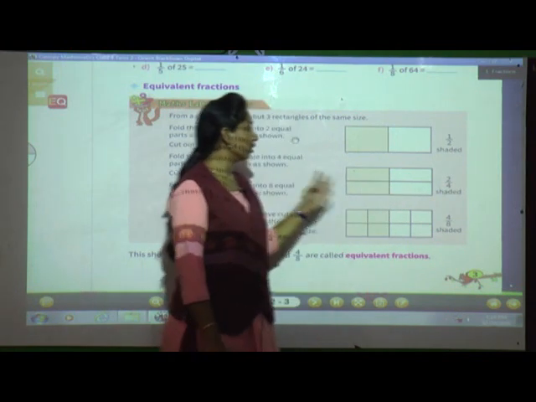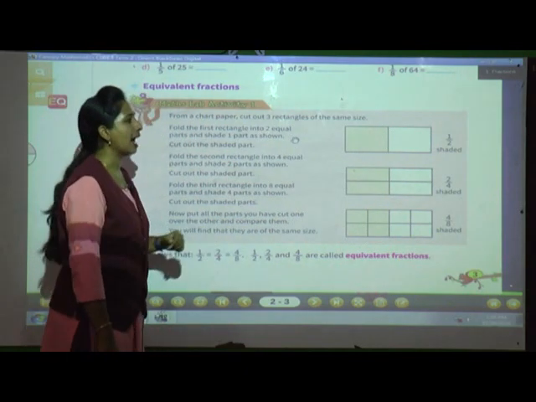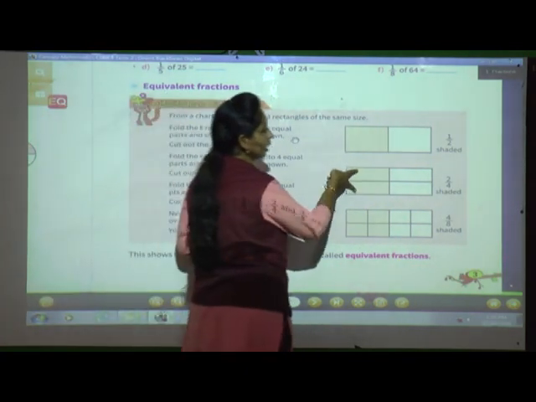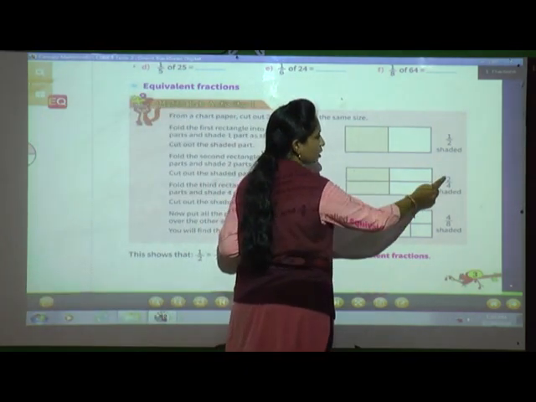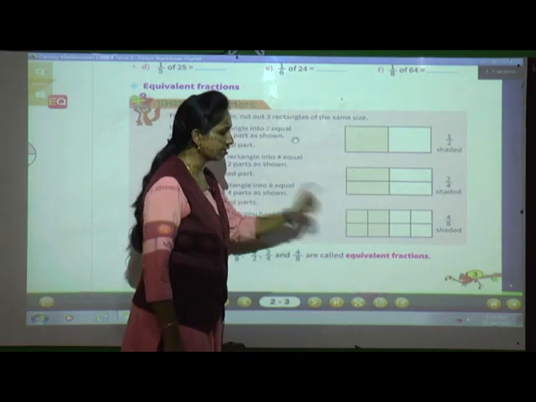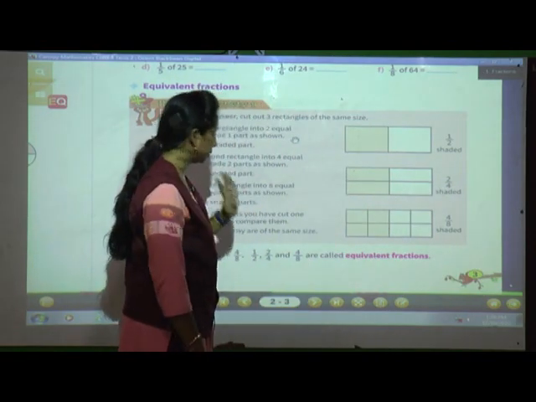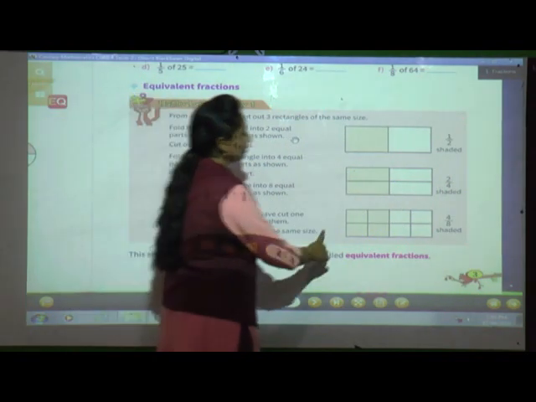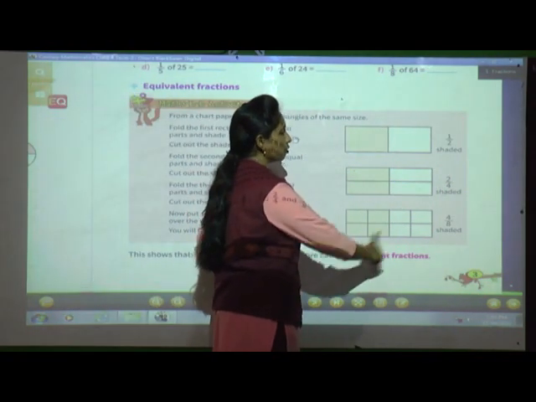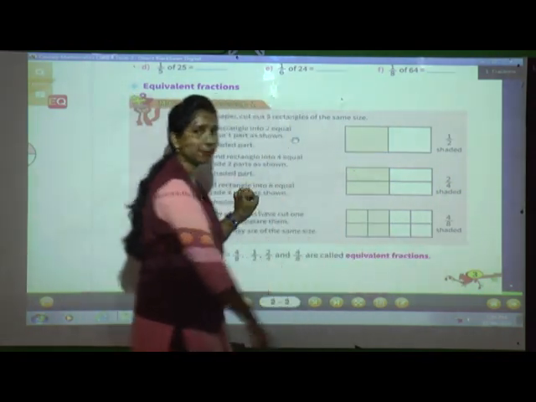And this we have divided into 2 equal parts. And 4 equal parts, and how many parts have we colored? 2. So this fraction is 2 by 4, and the same rectangle we have divided into 8 equal parts, and we have colored 4 parts. So this fraction is 4 divided by 8.